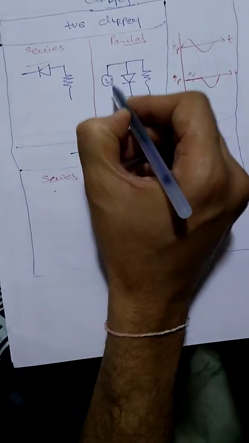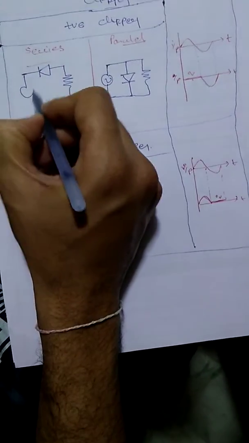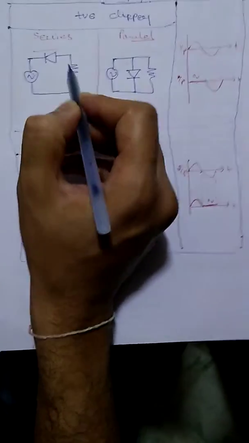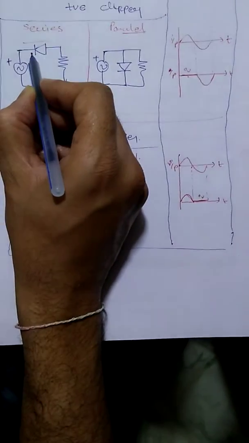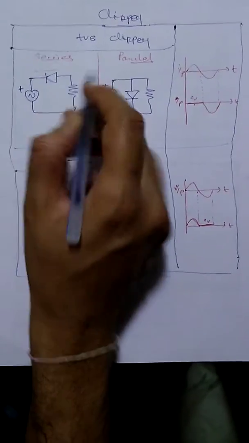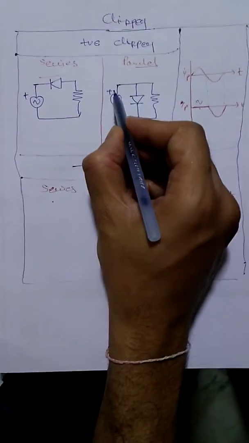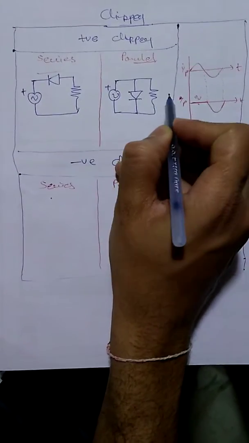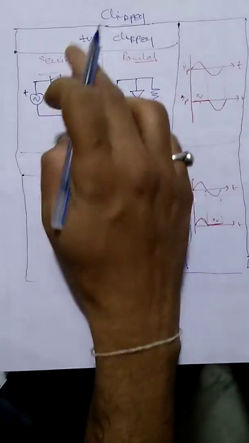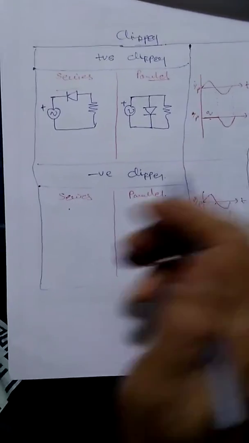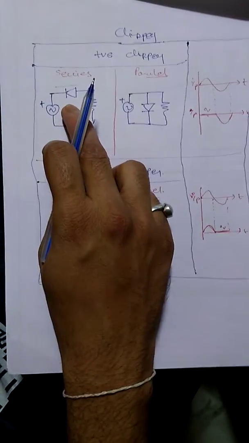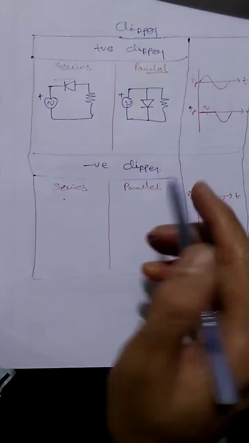So complete the cycle with source voltage. When the plus part is applied over here, diode is off, so output is 0. When the plus part is applied over here, diode is short, so output is equal to 0. So for positive series clipper or positive parallel clipper, the circuit diagram output remains the same. In case of series, you just have to change the direction of your diode.